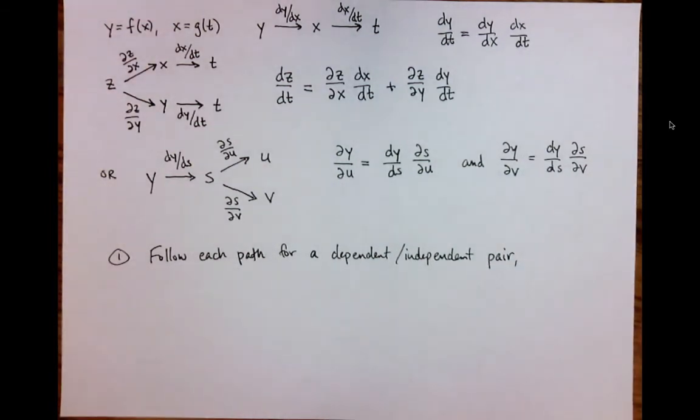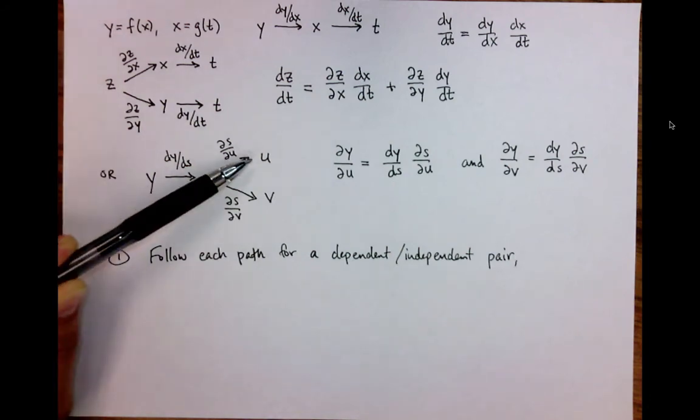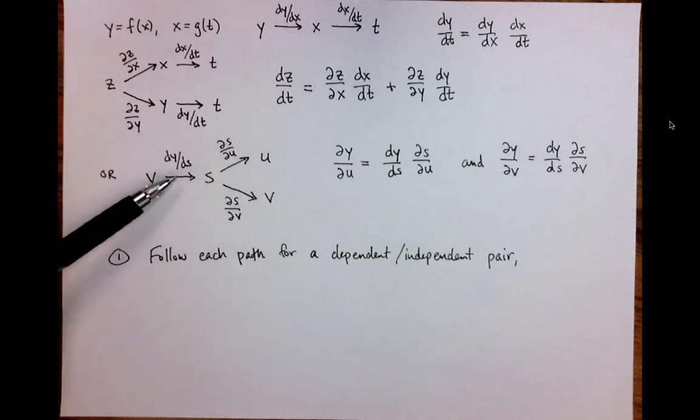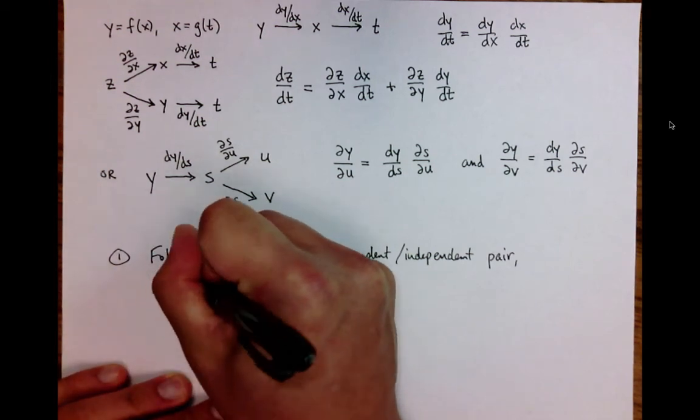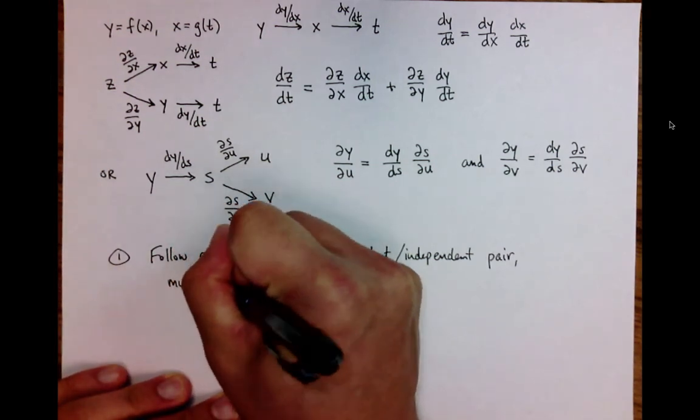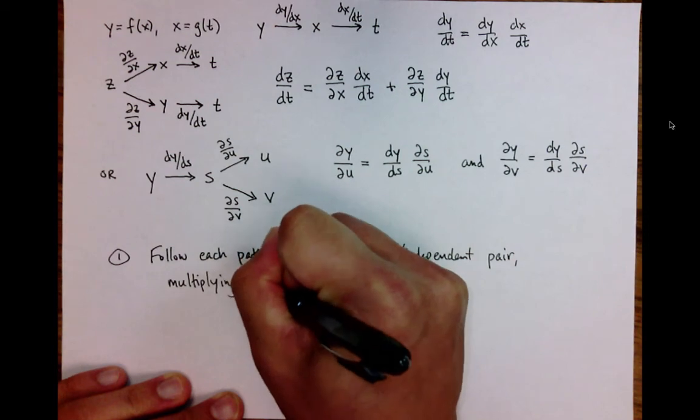So what I mean by that is, before, z was the dependent variable, t was the independent variable, so follow paths from z to t. Or here y was the dependent variable, and u and v were the independent variables, so I had to follow paths for each of those. So you follow each path, multiplying the derivatives together as you go.